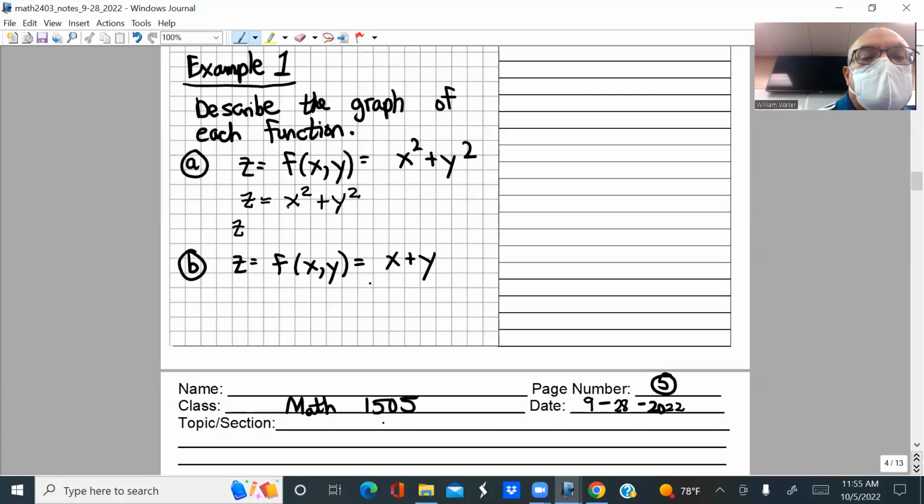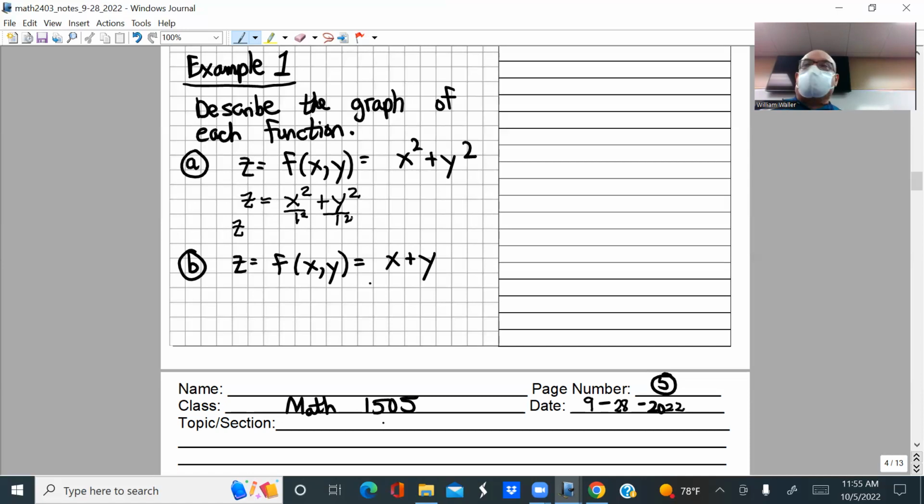Right here, the denominators in that elliptic paraboloid are 1, right? So you have x squared over 1 squared, and y squared over 1 squared. So that's definitely an elliptic paraboloid.